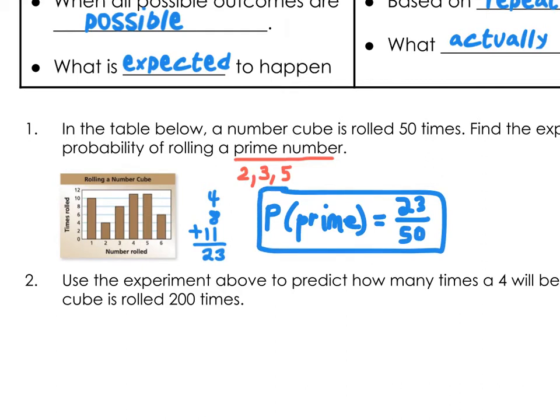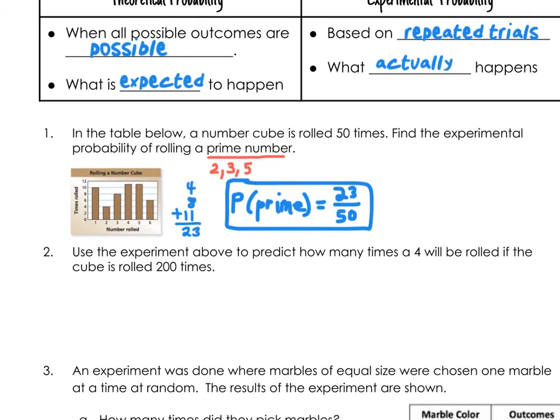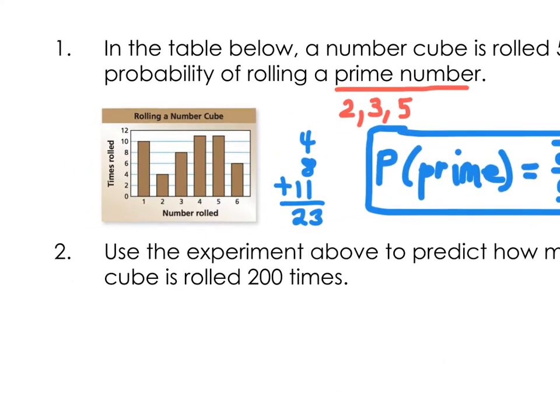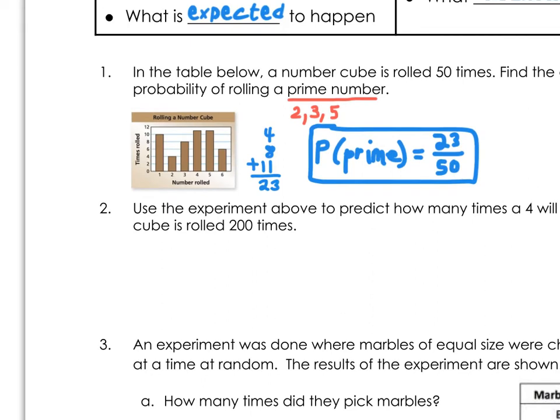Now we're going to use the experiment above to predict. Let's do problem 2. We're going to use the experiment above to predict how many times a 4 will be rolled if the cube is rolled 200 times. So using our experimental probability, based on what happened the first 50 times, when you look again at the 4, again I'm zooming in, on the 4 it was rolled 11 times out of 50. So we're going to write that as our first fraction, 11 out of 50.